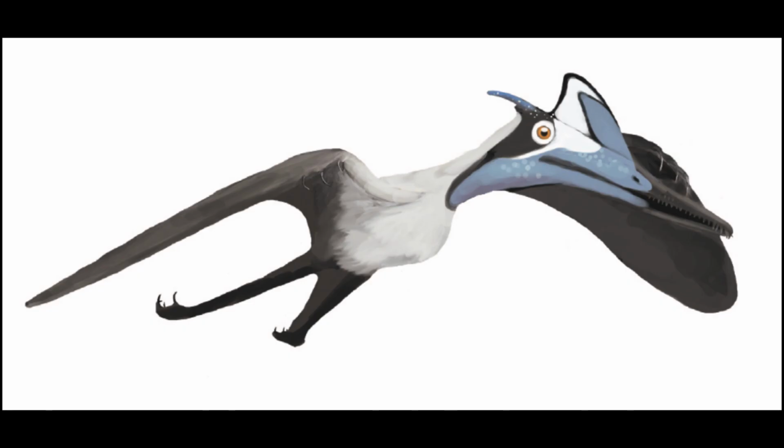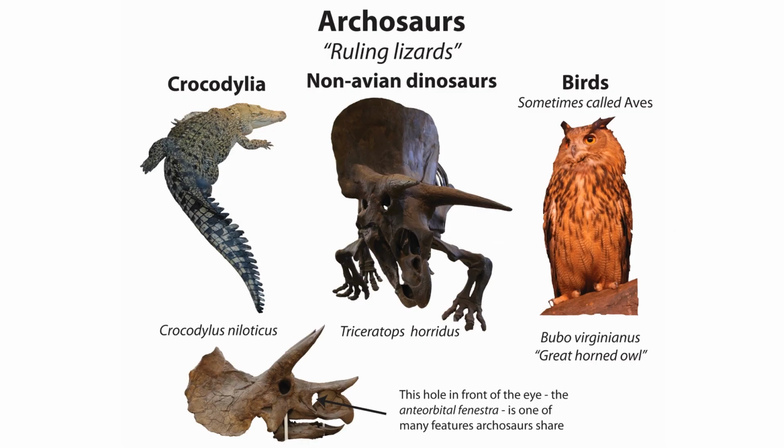And I use the word pterosaur, that is correct. We usually hear the word pterodactyl. Pterodactyl is a genus of pterosaurs. So archosaur means ruling lizards: crocodilia, the non-avian dinosaurs, and of course the birds.